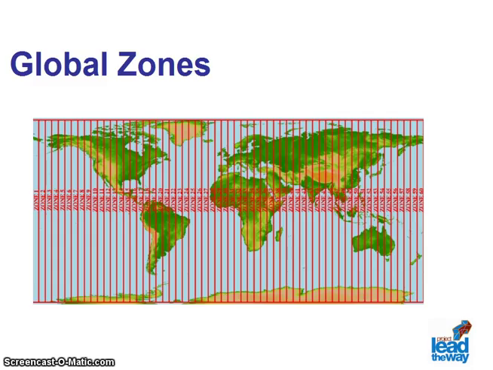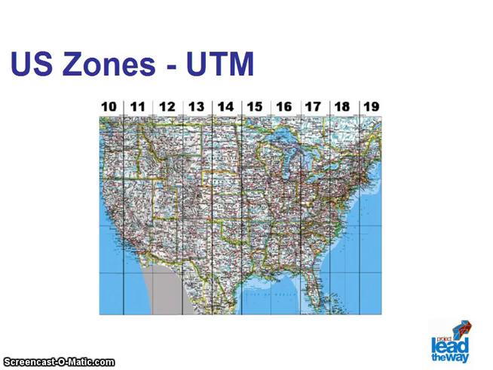In its final form, the UTM uses 60 numbered zones, each 6 degrees of longitude wide, and from 80 degrees south latitude to 84 degrees north latitude. The continental United States contains zones 10 through 19.